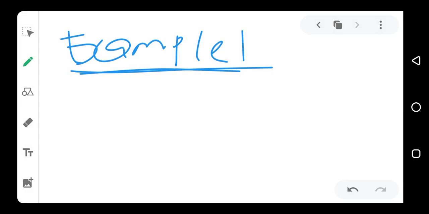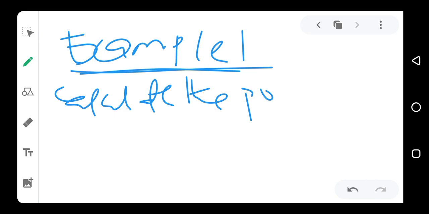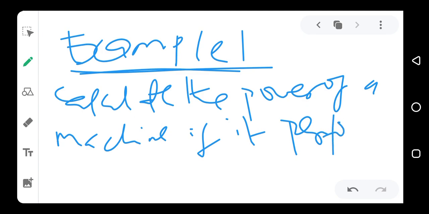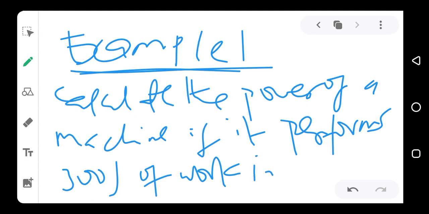Now calculate the power of a machine if it performs 300 joules of work in 2 seconds.